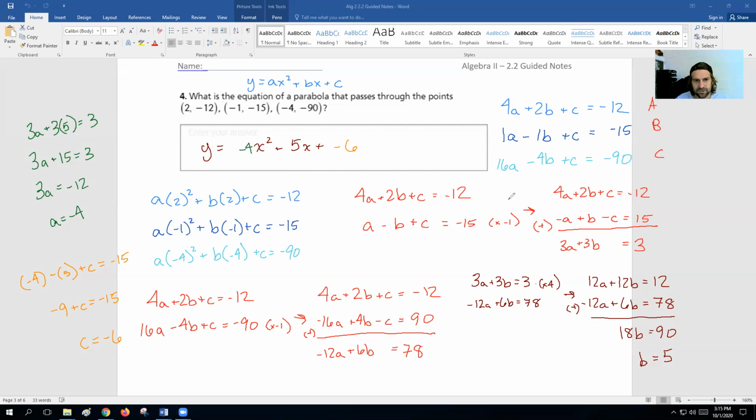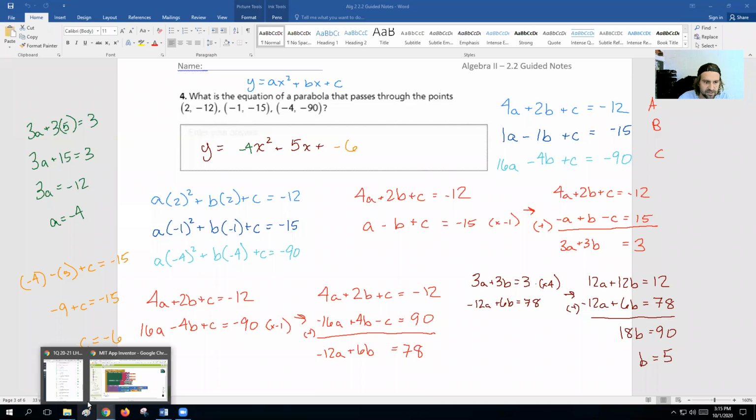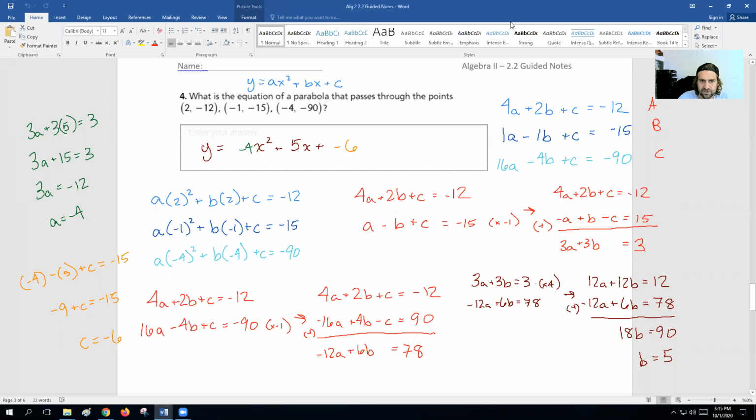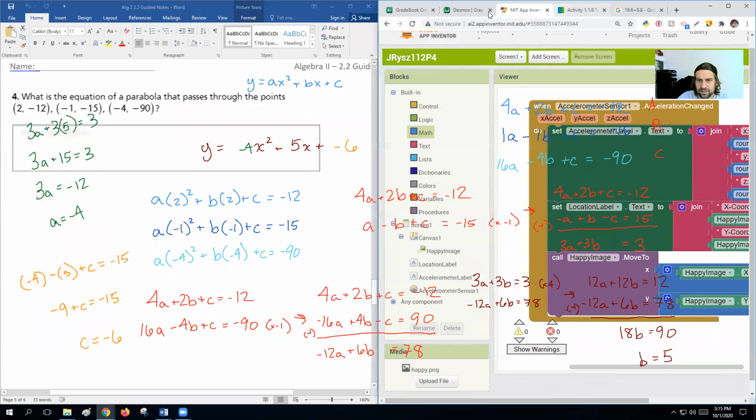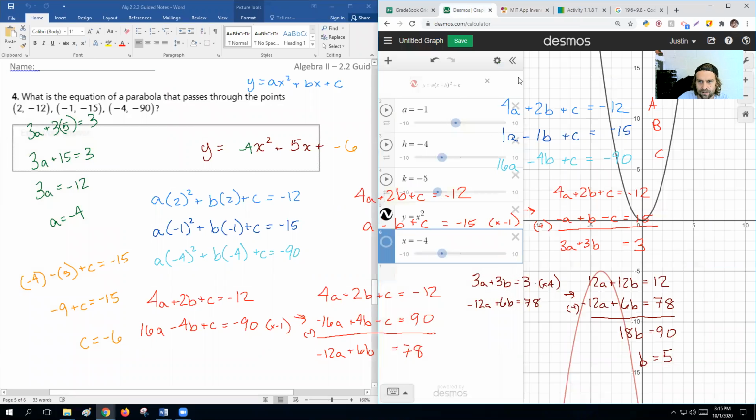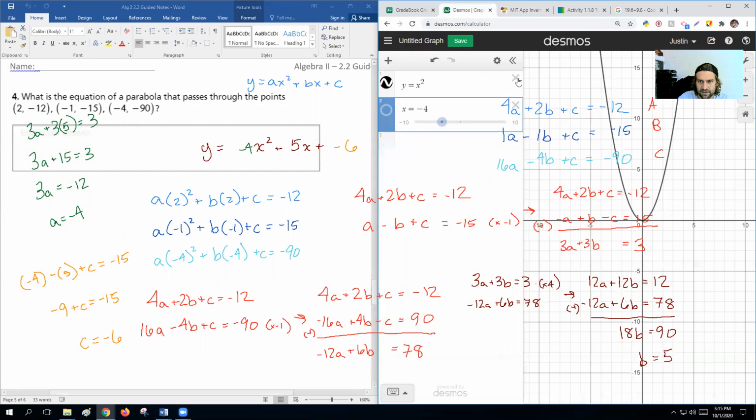All right, so how can we double check this? We are going to type this in on Desmos. I'm going to leave this up because I don't trust myself remembering that equation when I go to Desmos here. So let's split screen this, open up Desmos, clear off anything that I had before.